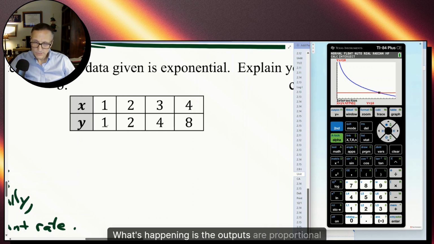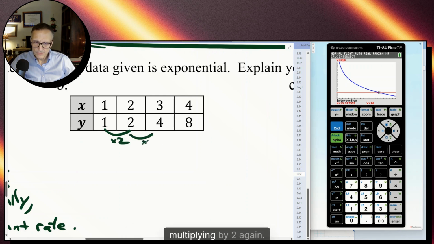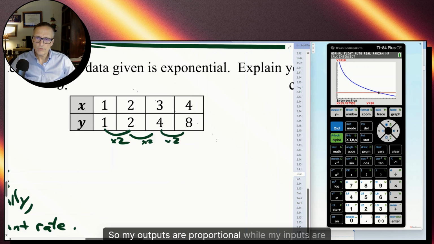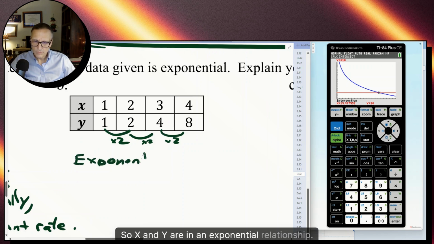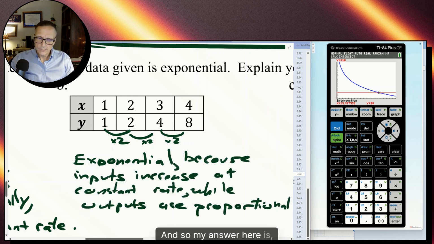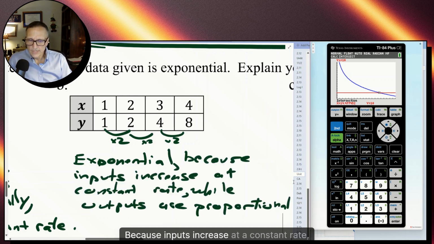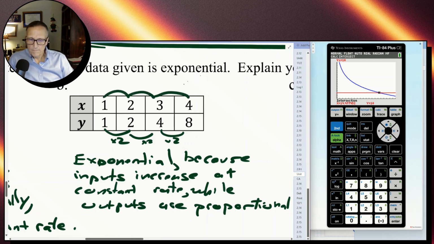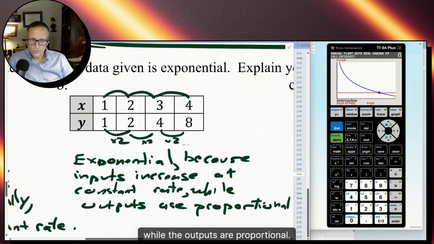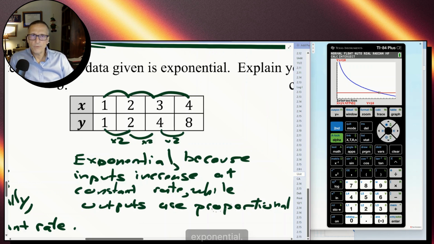Here, what's happening is the outputs are proportional because I am multiplying by 2, times 2, times 2 again. So my outputs are proportional while my inputs are increasing at a constant rate. So this is an exponential function. x and y are in an exponential relationship. And so my answer here is exponential because inputs increase at a constant rate, going up by 1 each time, while the outputs are proportional. Or you could say while the outputs are exponential.